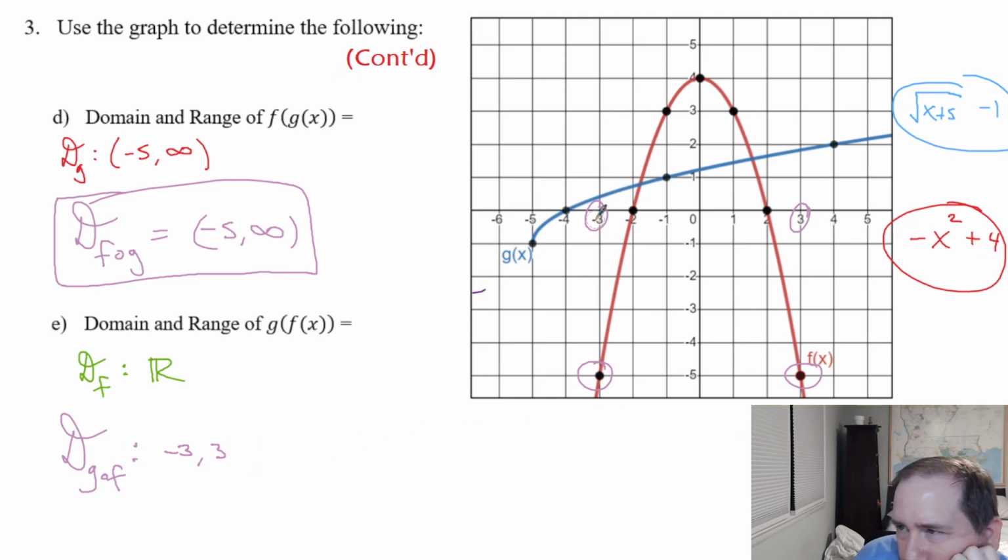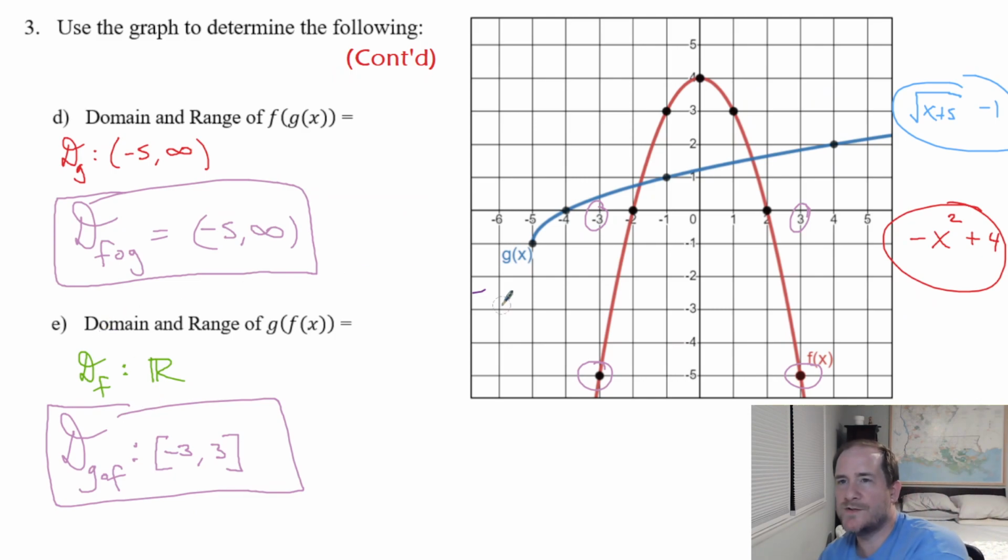Now is -3 itself okay? Yes, it is, because -3 maps onto -5, and then for g of x, -5 maps onto -1. It does have an actual output. So both of these should be included. It would be hard bracket, hard bracket. Okay, hope that made sense.